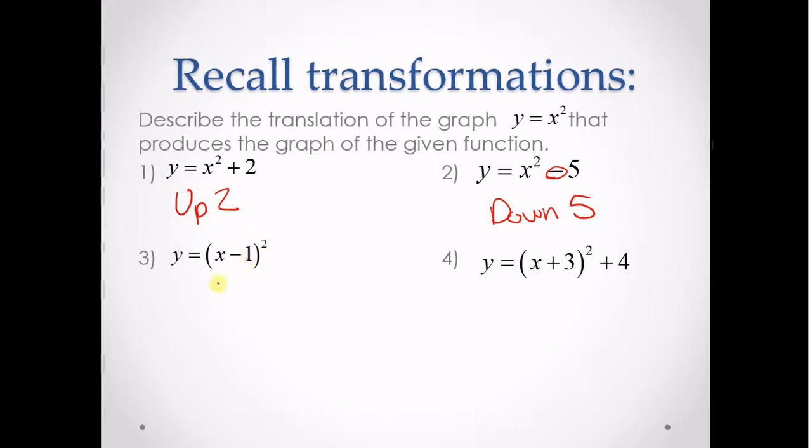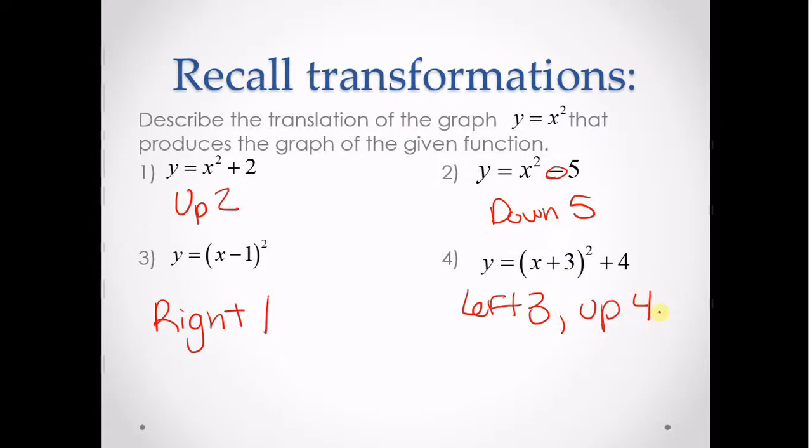Remember, when it was inside, it didn't go up or down, it went left or right. Remember, it was always opposite of what you thought. So since it was negative, you would have said, oh, that's left. No, remember, it's opposite. So we're going to go right 1. This is a double move. So the very first thing, we're going to move left 3, because it's positive inside, and up 4.